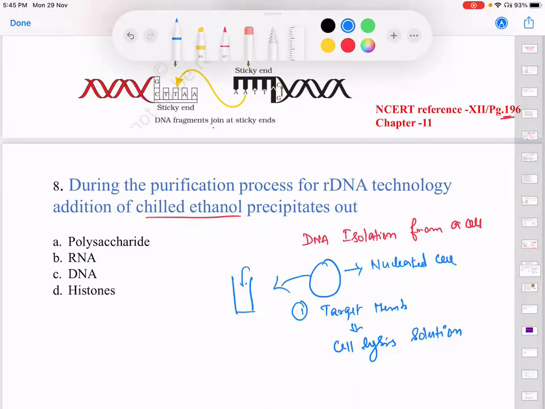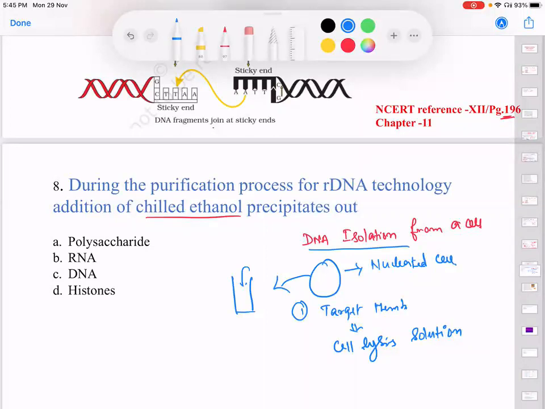Once I break the cell, it's like when you break the egg, you get all the contents into the vessel. Likewise, here you get all the contents of the cell into the tube. So this is the first step, of which among all the contents, I have my DNA, because my idea is to get the DNA out of the cell.